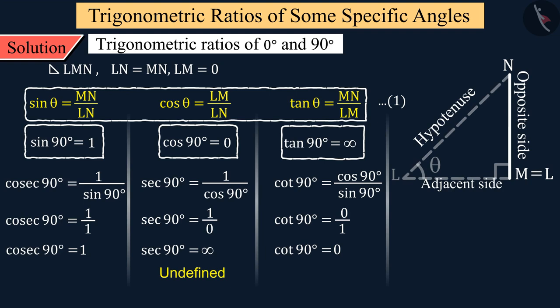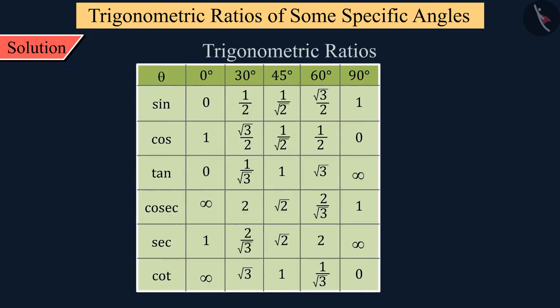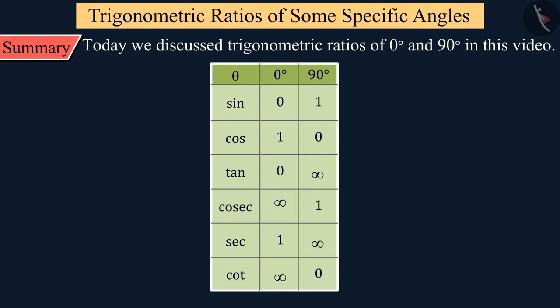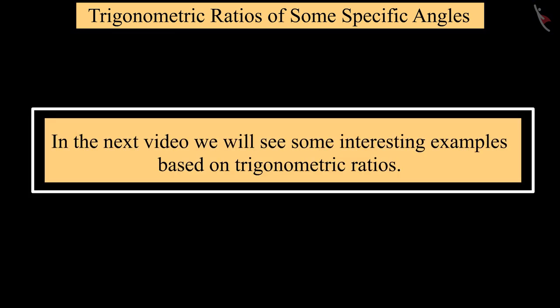Let us display the values of trigonometric ratios of all the acute angles in a table. Today, we discussed trigonometric ratios of 0 and 90 degrees in this video. In the next video, we will see some interesting examples based on trigonometric ratios.